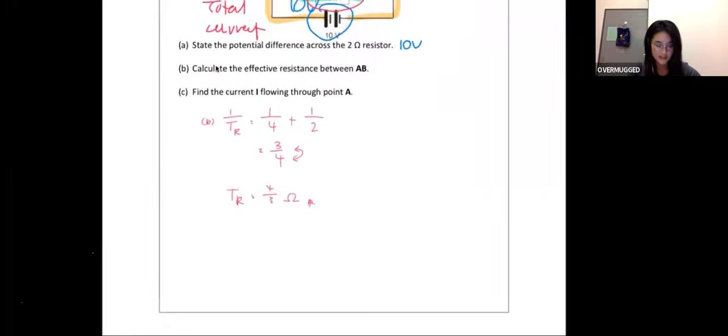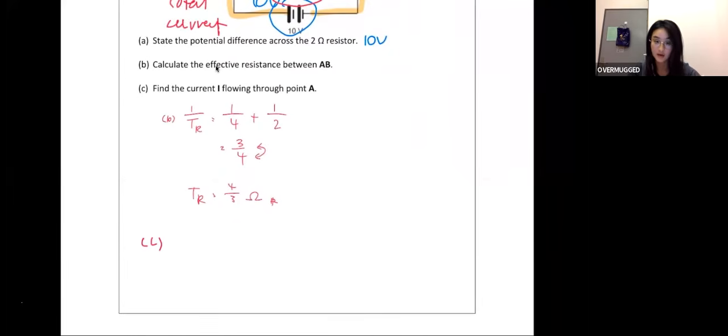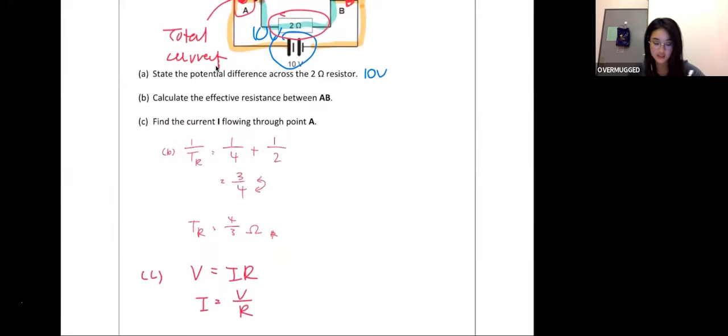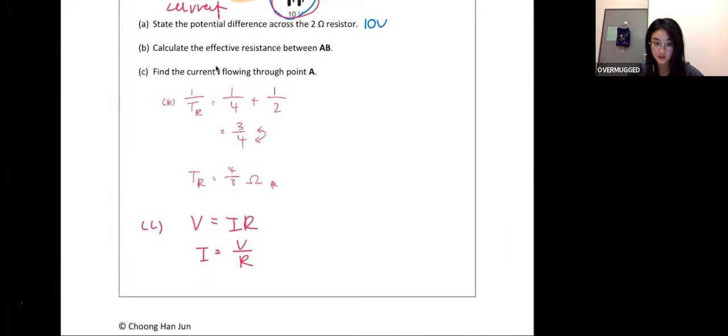Okay, so for part C, first things first, write out your V equals IR. We are looking for current, so we want I equals V over R. Do we have total voltage? Yes, our total voltage is the power source, 10 volts.